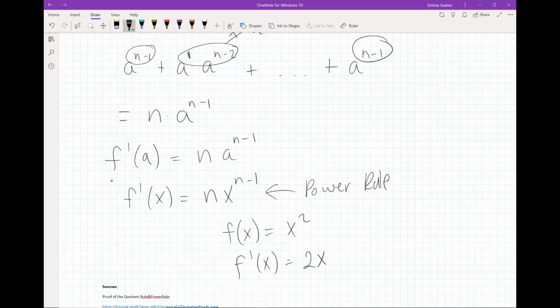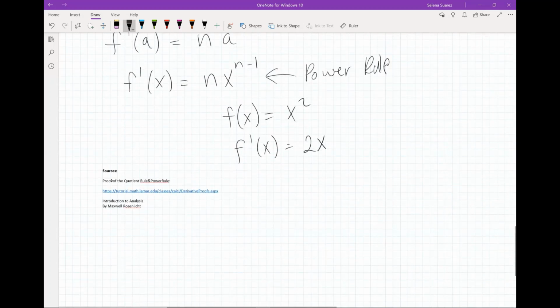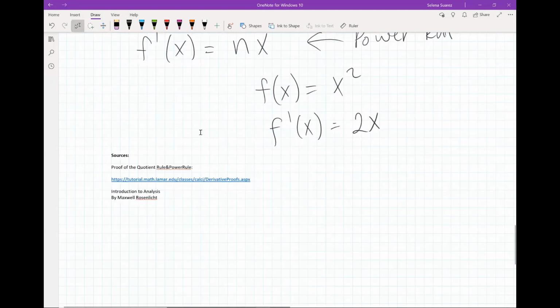So it saves a lot of time, and so does the quotient rule, which is the other one we proved. So that pretty much concludes my presentation. These are the sources. This is just the textbook, and this is a really great source that I found for the proofs.